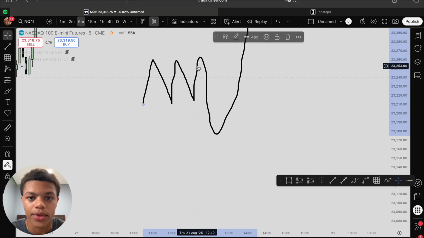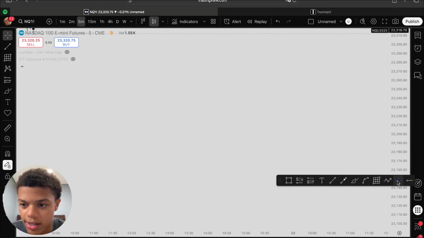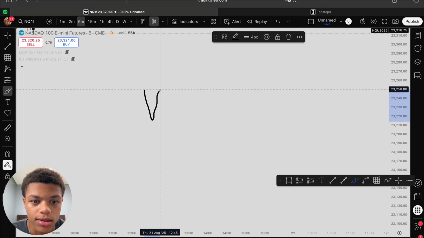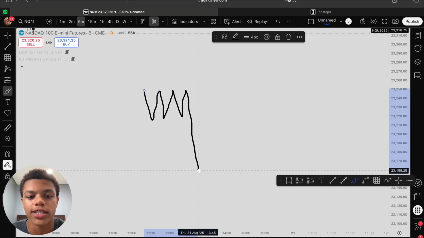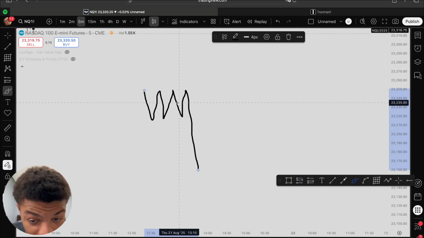So let's actually go into the model. How do I use my model based on this? So we form our accumulation, and we already understand that. Now we have our distribution move. Sorry, we have our manipulation move.